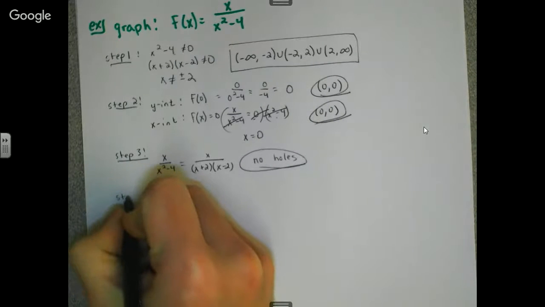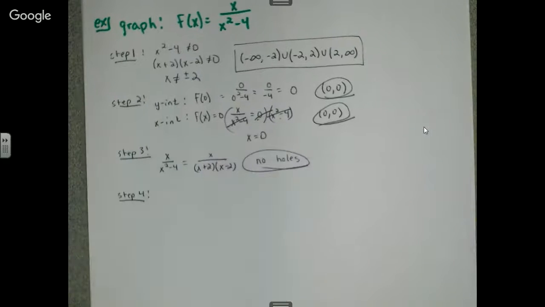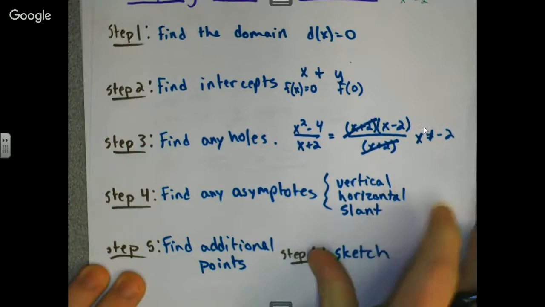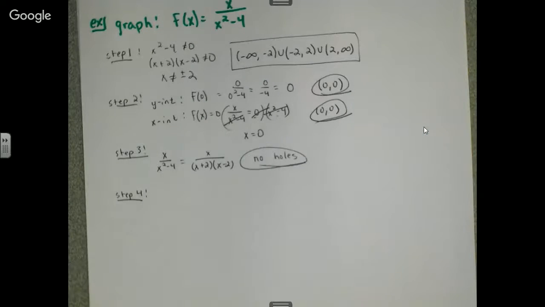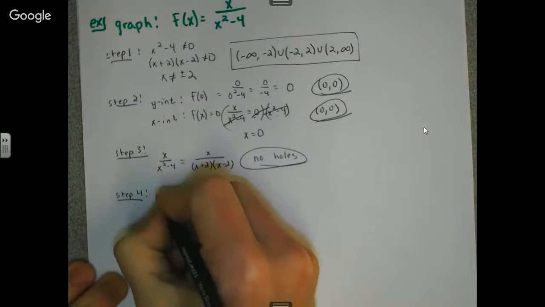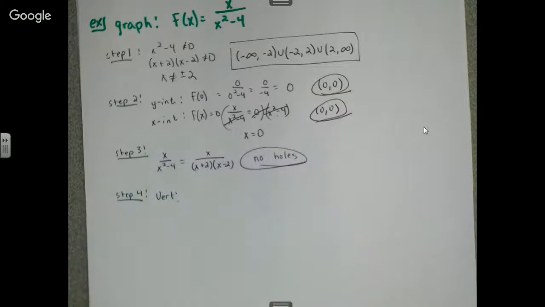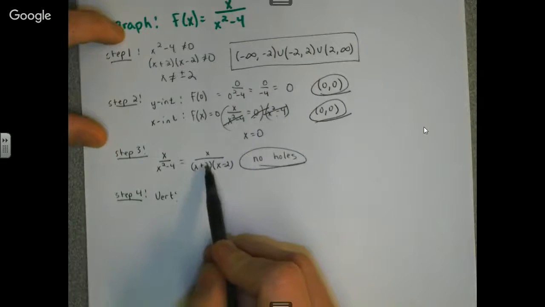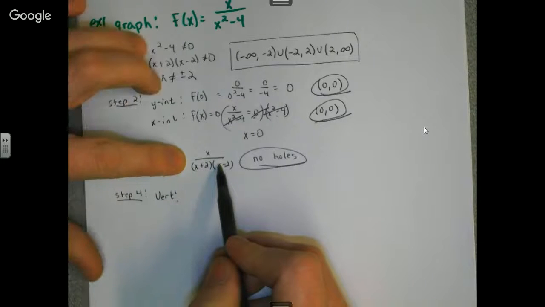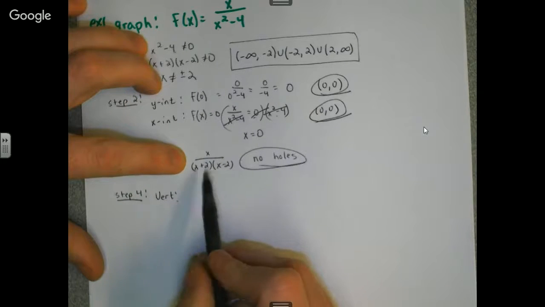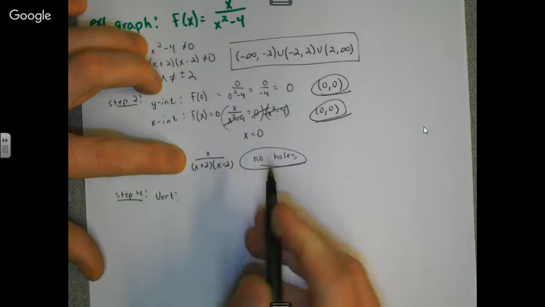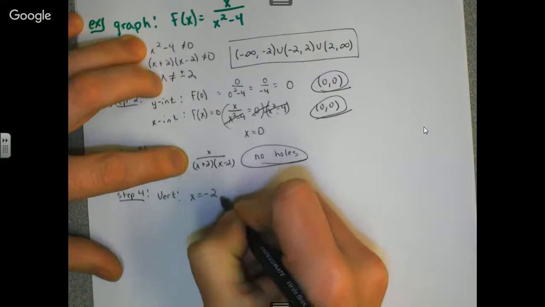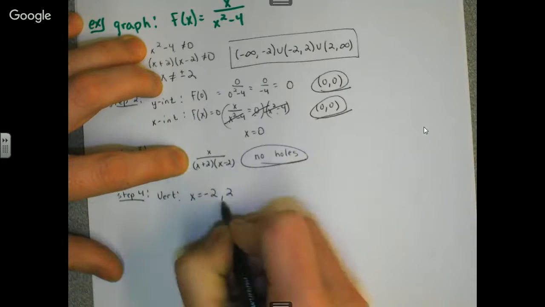Step 4 is to find any asymptotes: vertical, horizontal, and slant asymptotes. This is probably going to be the more difficult part. So we'll look at vertical first. Remember, for vertical, we looked at the reduced function, and whatever is on the bottom creates a vertical asymptote. So x equals minus 2 and positive 2 are your vertical asymptotes.